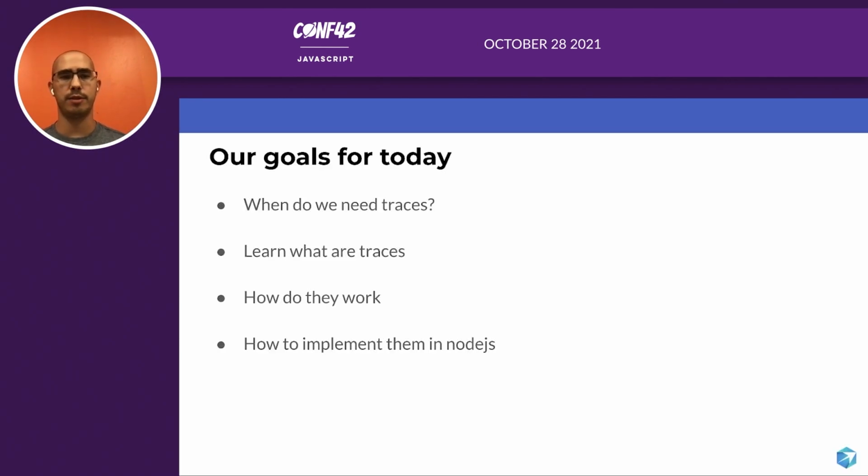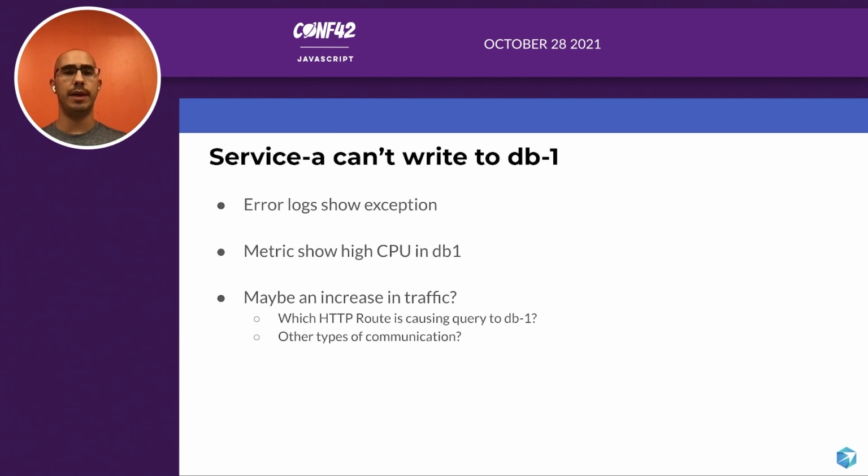So let's get started. We will start by understanding why we need traces. I'll give you a good real use case, a real example of when you need traces. We have all sorts of solutions that we work with today, things like logs and metrics. Why do we need another one? Once we understand why we need it, we will learn what they are, how they work, and how to actually implement them. So let me give you an example.